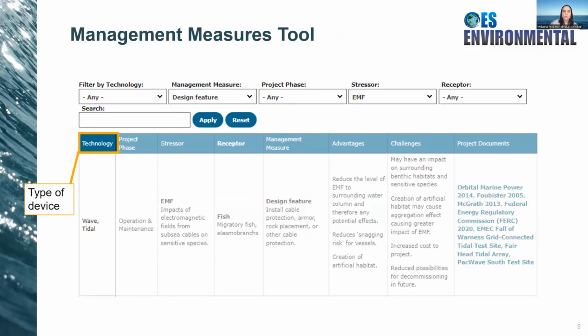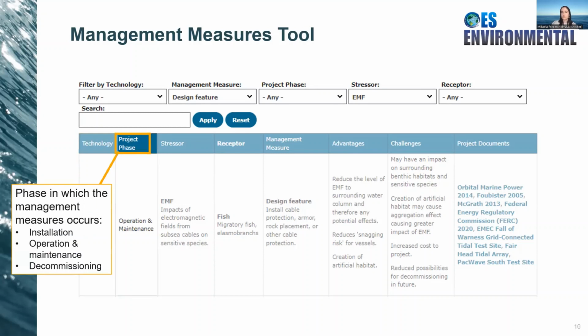So within the tool, you'll find it's a table with some filtering and search functionality to find the different management measures. So I'm going to go across the different information shown in these columns. The first is technology. This is split by type of device, which right now we just have wave and tidal, as that's most of the deployments that we're seeing around the world. The next is the project phase, and this is split out by installation, operation and maintenance, and decommissioning.